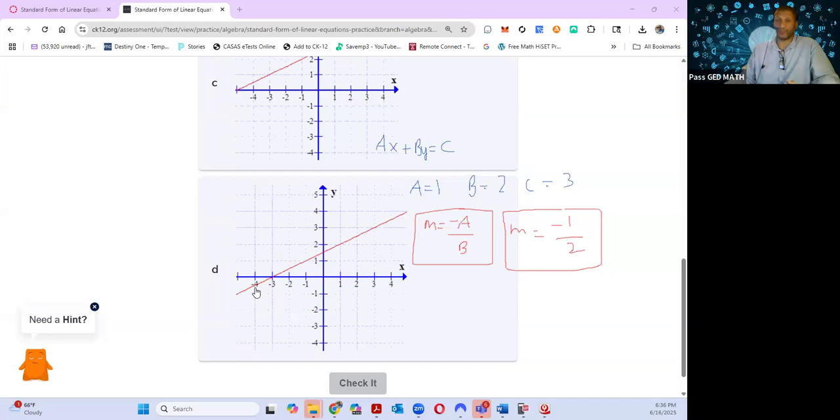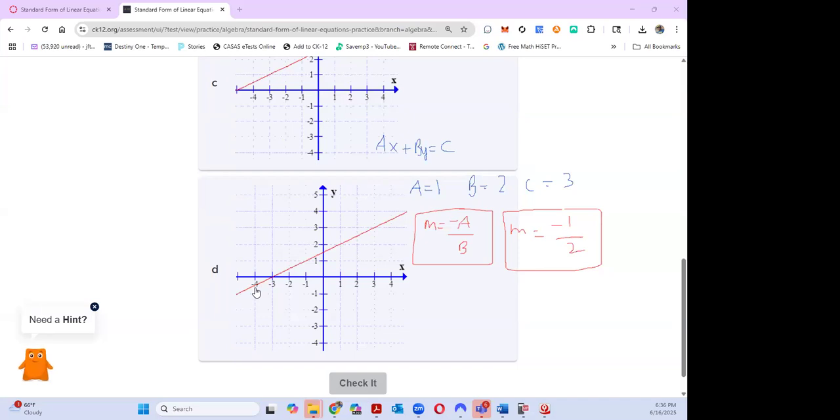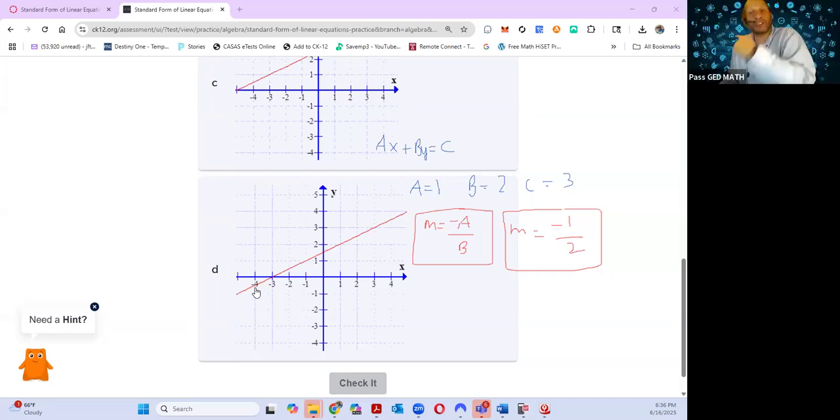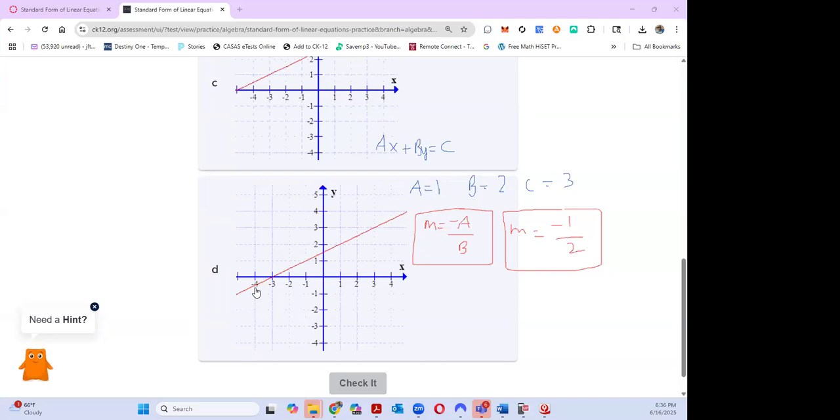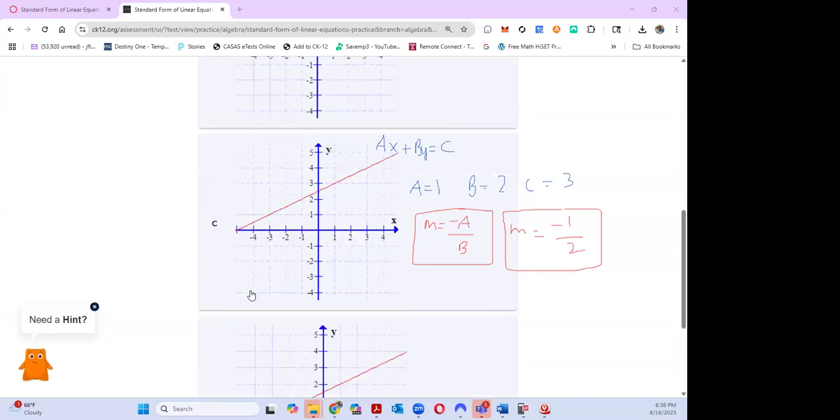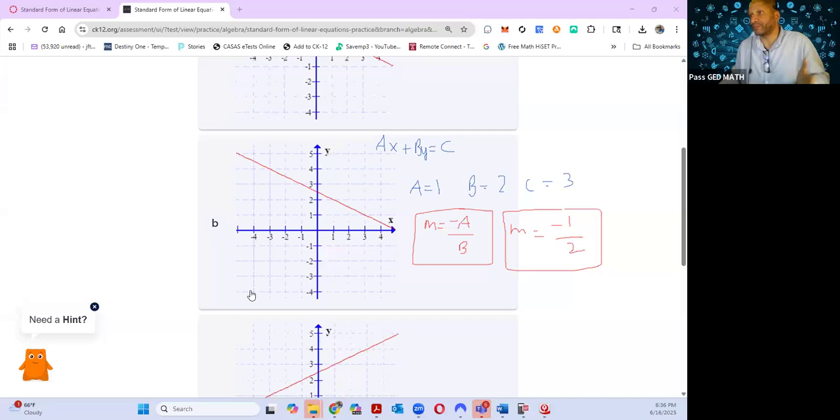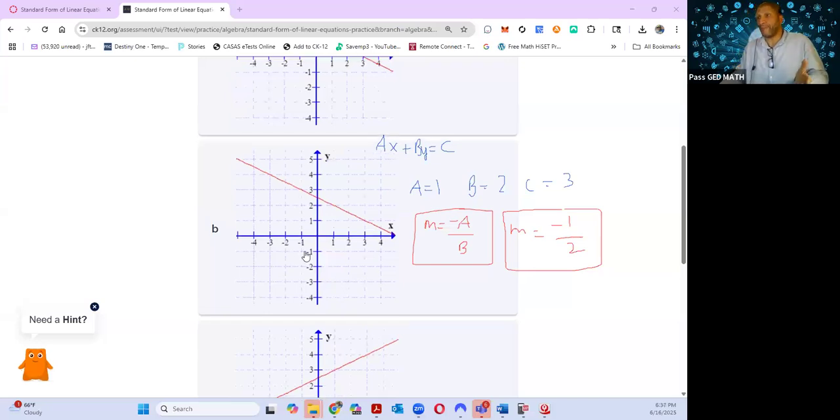Well, no, because it's going up. If it's going up, the slope is positive. So it cannot be D because D has a positive slope. We already know our slope is negative because the slope says negative 1/2. So it cannot be D. Can it be C? No, for the same reason, it's going up. Now, can it be B?